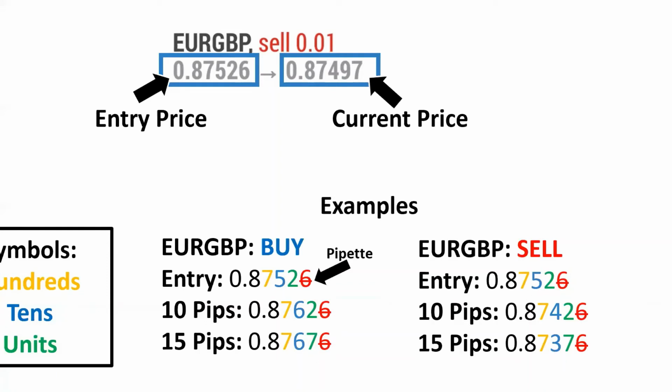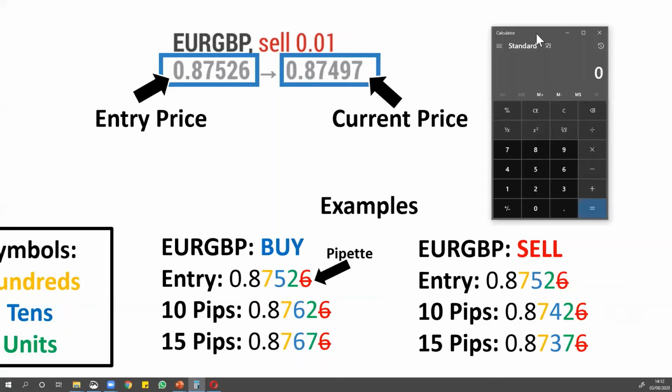There is another way of doing it using a calculator, and this is very simple and easy to do. So if we put in our number 0.8752, we do not put the pipette in, which is the 6, and we're going to focus on these 2 numbers. As you can see, there are 3 numbers before it. There's a 0 there, and an 8 and a 7. So these numbers we don't want to change. We want to focus on these 2.